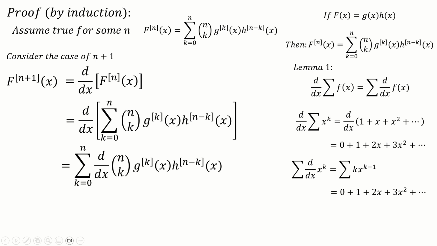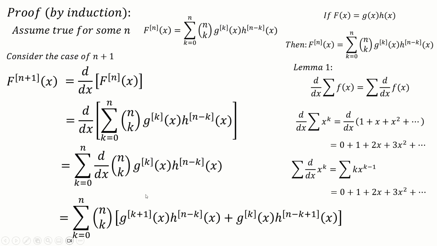Now n choose k is just a number, so I don't care about it. Let's derive this thing here. We can derive this because we're assuming the product rule to be true. So we can derive this one first to get g differentiated k plus 1 times, because if you derive it once more, you get another one up here. And then we'll leave this one alone, and we'll derive this, and again, we'll increase the number of derivatives here by 1 to get this here.